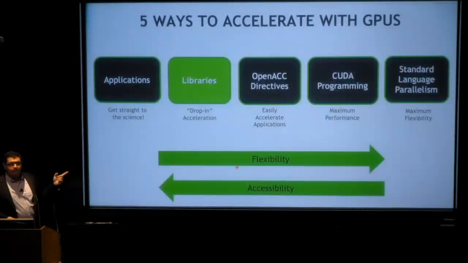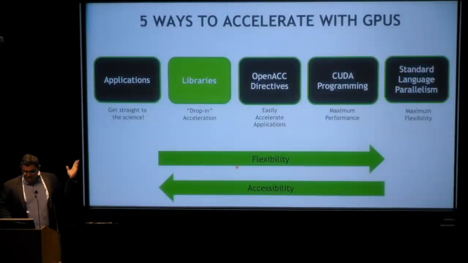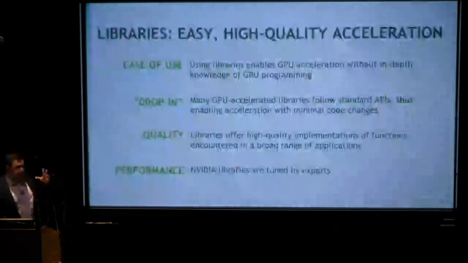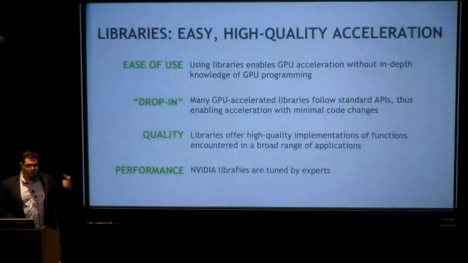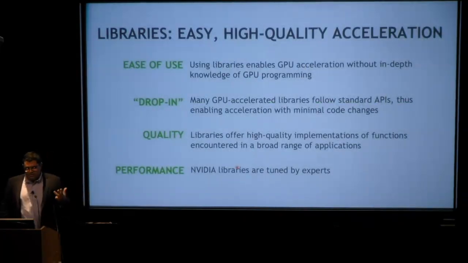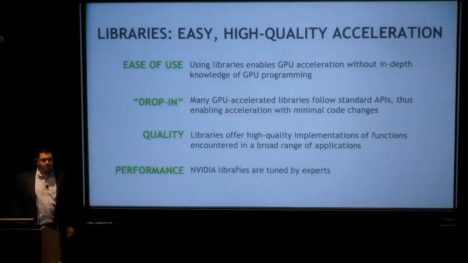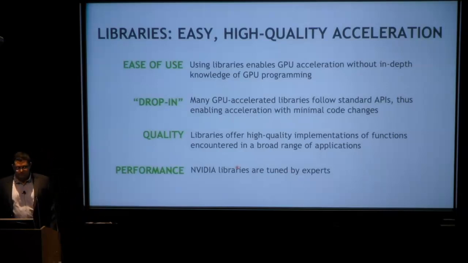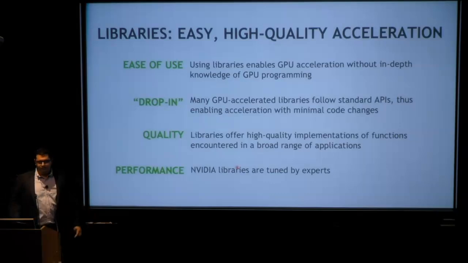Next, we'll talk about some libraries, where the aim, again, is to provide drop-in acceleration. The aim for these libraries is ease of use, drop-in acceleration, quality, and performance. They're not aimed to be super complex. You don't need to know the specifics of CUDA to use these libraries. And as a result, that enables them to be dropped in. If you're using a particular kernel, you could drop in the CUDA equivalent and get the acceleration benefits.